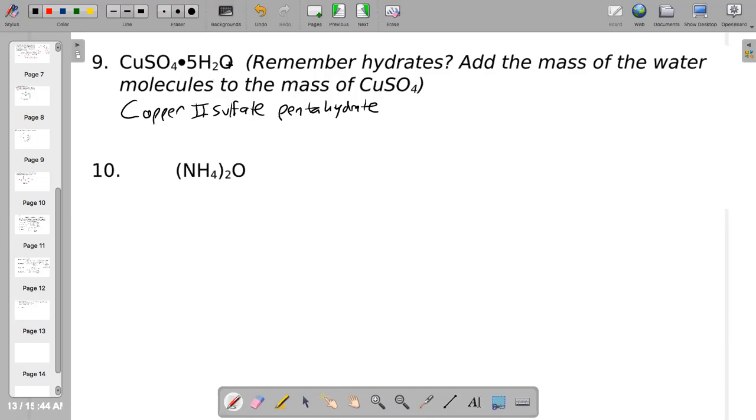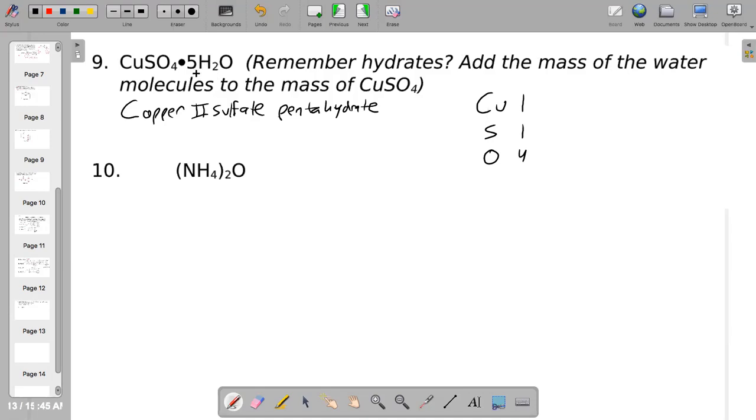So we've got a bunch of different elements going on. I'll write it here. There's a copper, there's sulfur, and I'm going to actually write the oxygens separately just so you can see the way that this goes conceptually. There's 1 copper, 1 sulfur, 4 oxygens. And then there are 5 water molecules.